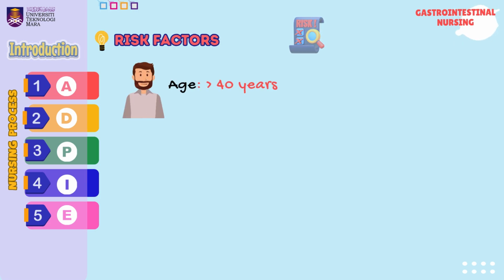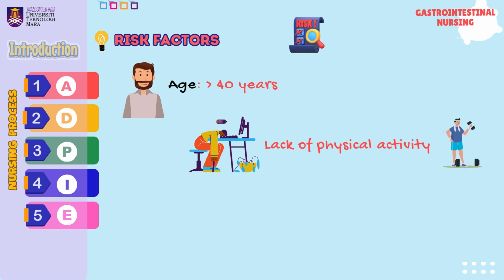First, aging is a key factor. The condition is more common in people over the age of 40, as the colon wall tends to weaken with age. Lack of physical activity is another contributor. A sedentary lifestyle slows down bowel function, increasing the risk of constipation and pressure in the colon. Obesity adds extra pressure inside the abdomen and may also increase inflammation, which affects colon health.